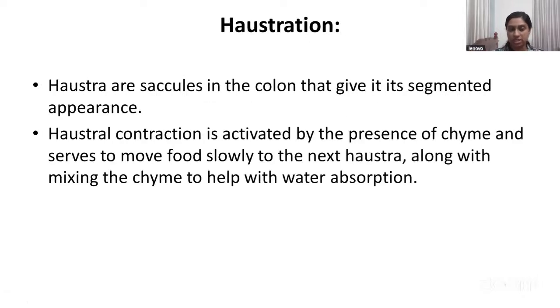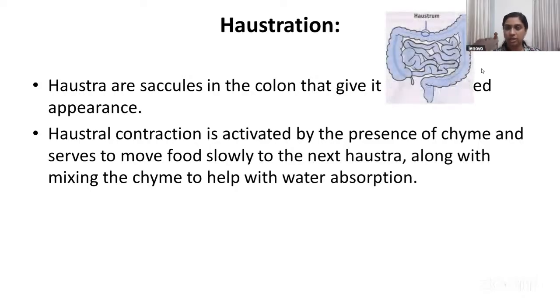Next is haustration. Haustra means saccules in the colon. That name is given due to its segmented appearance. Okay, and haustral contraction is activated by the presence of chyme, and it serves to move the food slowly into the next haustra or saccule, along with mixing the chyme to help in water absorption. So food is moving through different haustra or saccules. Like this. These are the haustra, the different saccules present in the large intestine. Okay.